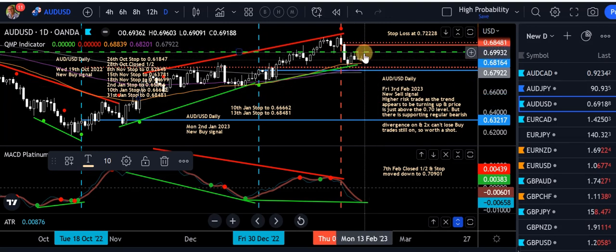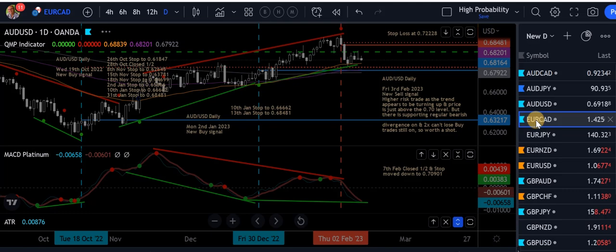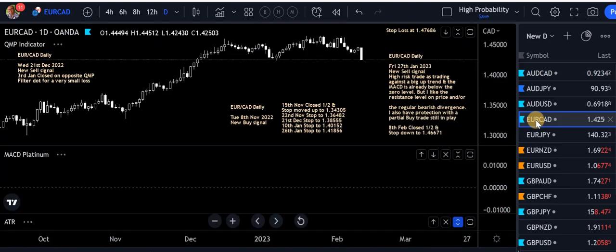So, yeah, 70 cent. You can see prices sort of bounce around a little bit. It's a big number. Looking good on the Aussie. Euro CAD. What do we got here? Hopefully we're going to sell.